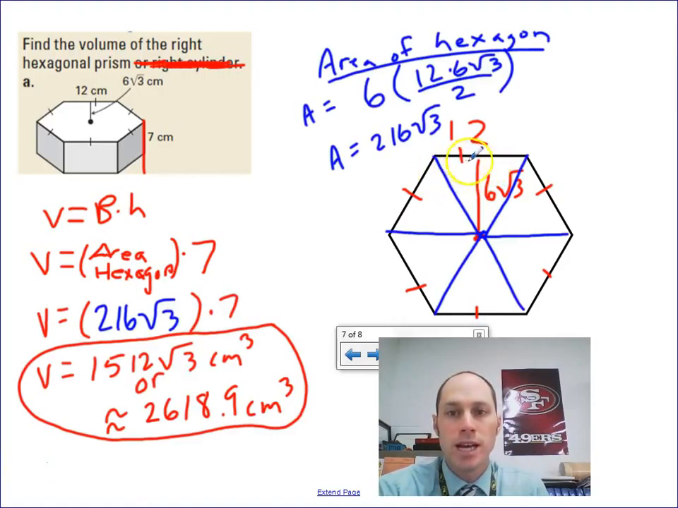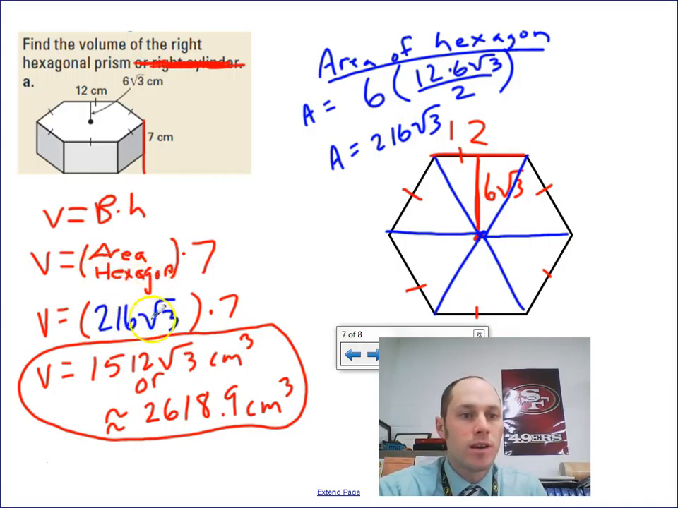Okay, so if we break this hexagon into 6 triangles, I've got the base of the triangle and the height. So base times height divided by 2 and multiply it by 6, since I have 6 of them. So it'd give me 216 square roots of 3.